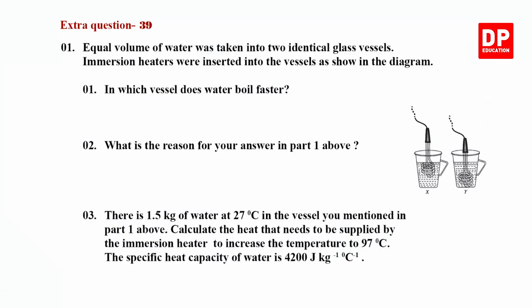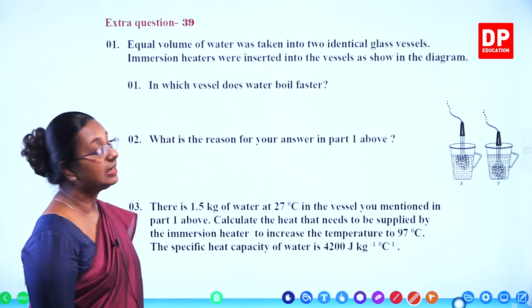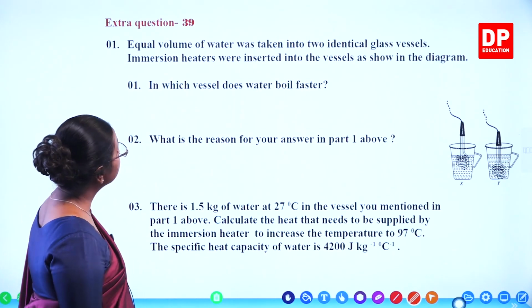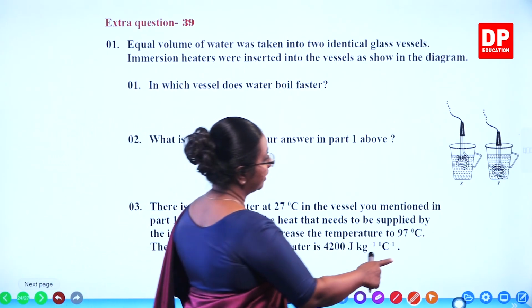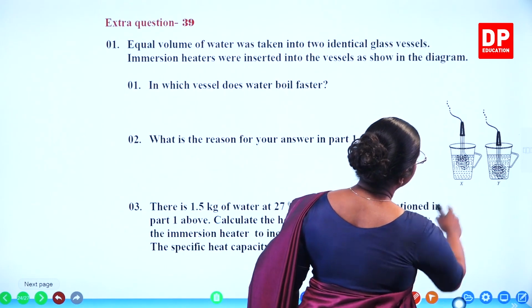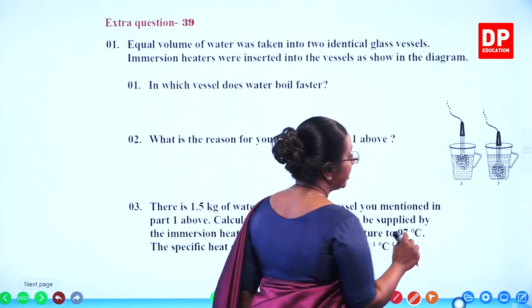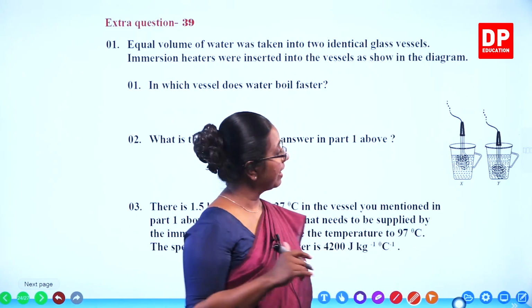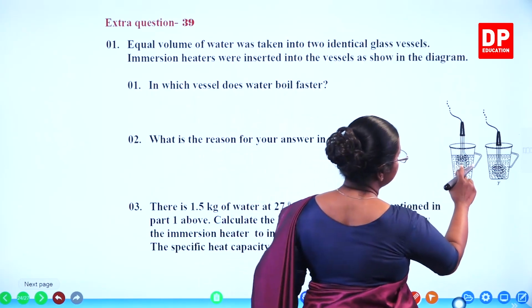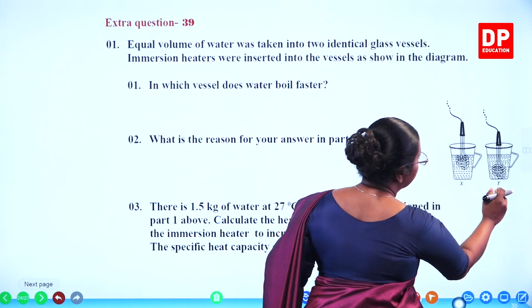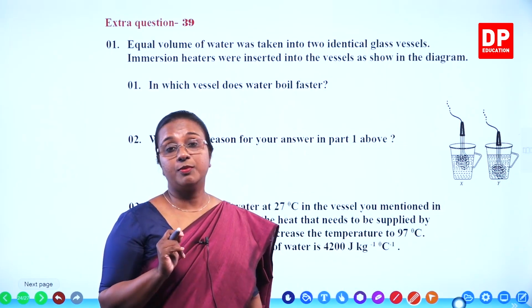Extra question 39. Equal volume of water was taken into two identical glass vessels. Immersion heaters were inserted into the vessels as shown in the diagram. So here you can see glass vessels X and Y. There are immersion heaters inserted into water. You can see the shape, the size, everything is the same and there is equal volume of water. What is the difference? In X, the immersion heater is at a higher level. In Y, the immersion heater has been inserted right to the bottom of the vessel.